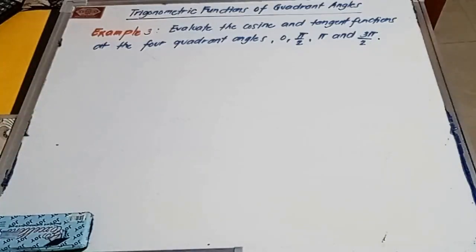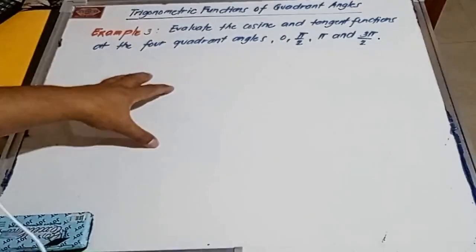Kagaya nito. Okay? Yung mga 0, 90, 180, 270, 360, what else? 450, yung mga yon. 540 degrees, yan yung mga tinatawag natin quadrant angles. Terminal side that lies either on the x-axis or y-axis. Okay? Like this example number 3.